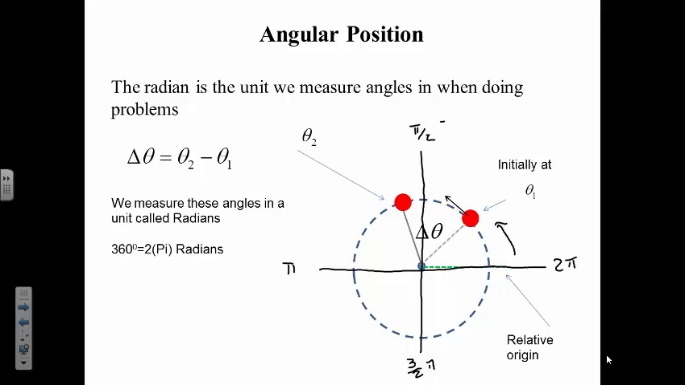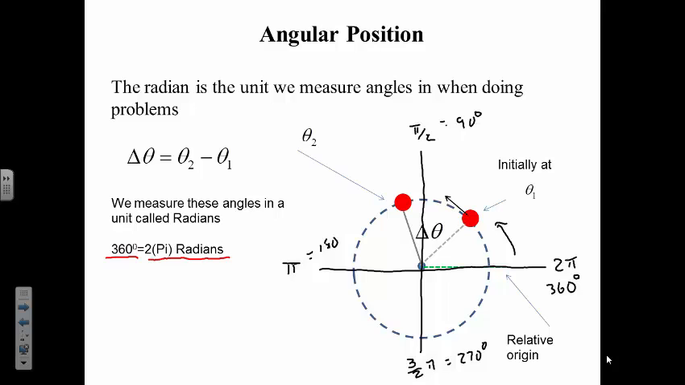Well, pi over 2 is the same as 90 degrees. Pi over here is the same as 180. 3/2 pi is your 270. And 2 pi is 360. So if you have to convert, you can just remember that you're running a full circle. A full circle is 360 degrees, and 360 is the same as 2 pi radians.